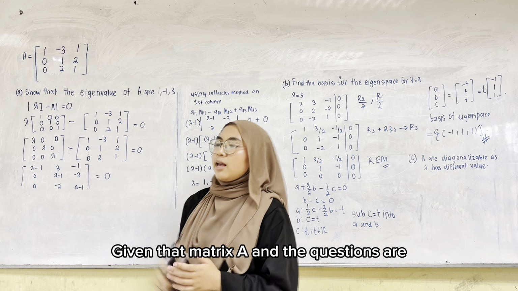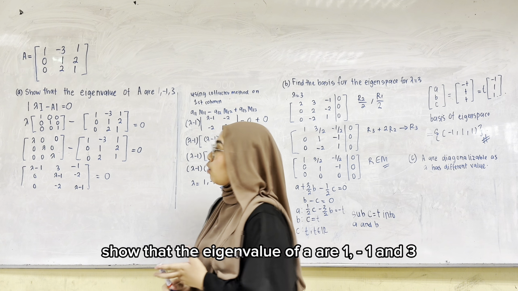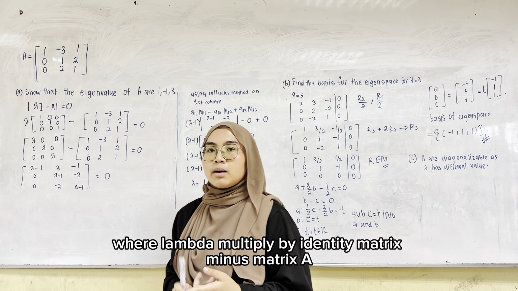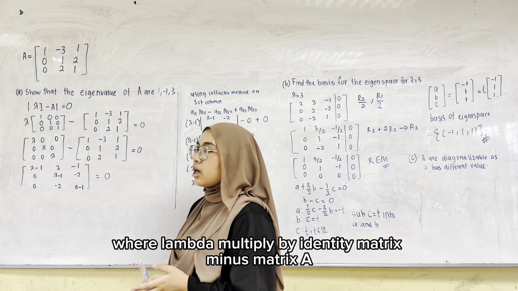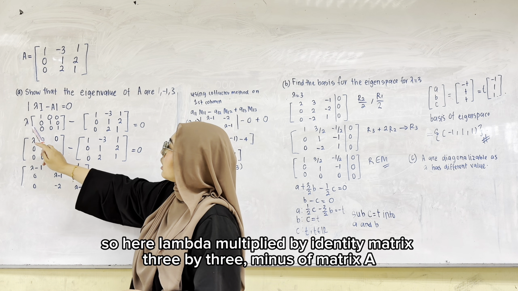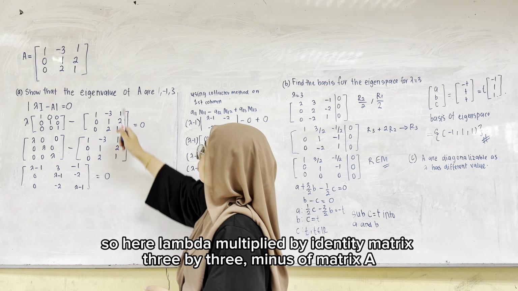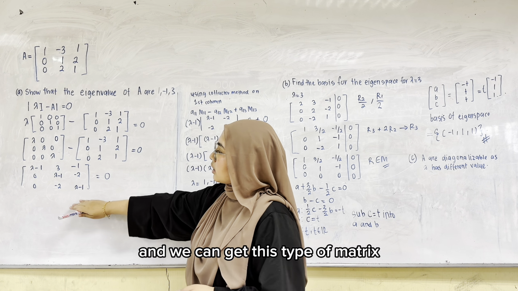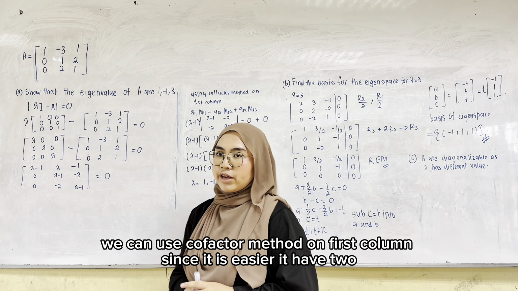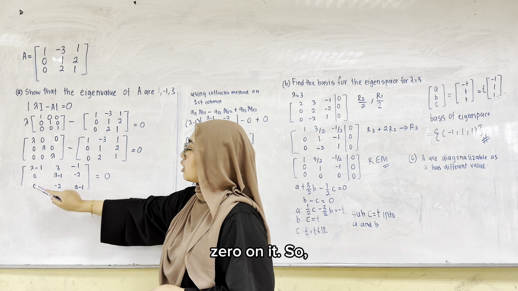Given matrix A, show that the eigenvalues of A are 1, -1, and 3. So we have to use the equation where lambda multiplied by the identity matrix minus matrix A has determinant equal to 0. Here, lambda multiplied by the 3 by 3 identity matrix minus matrix A gives us this matrix. To find lambda, we can use the cofactor method on the first column, since it's easier, as it has 0s in it.